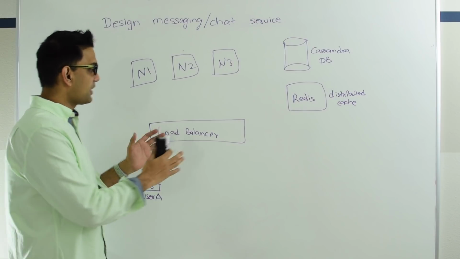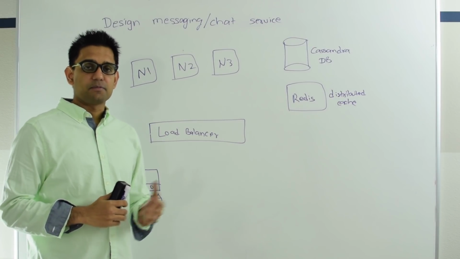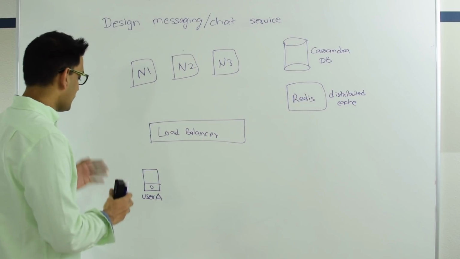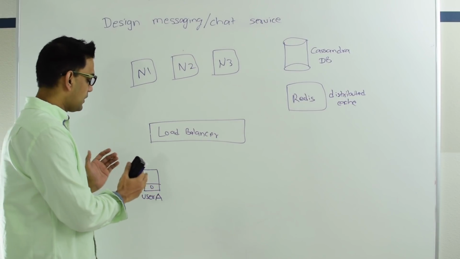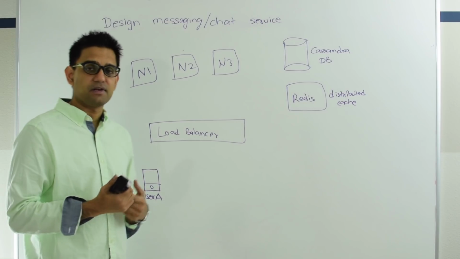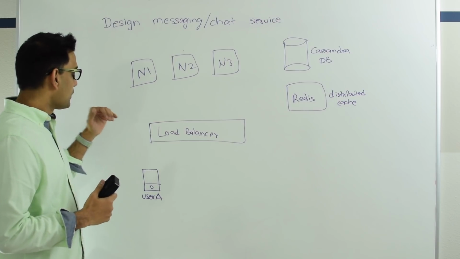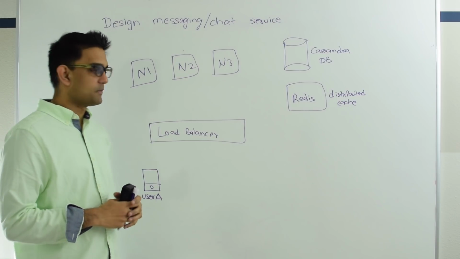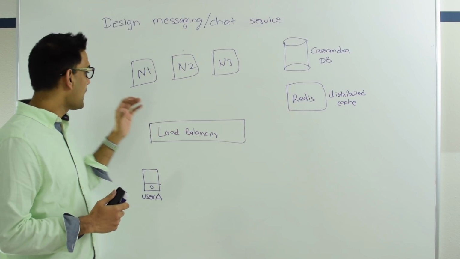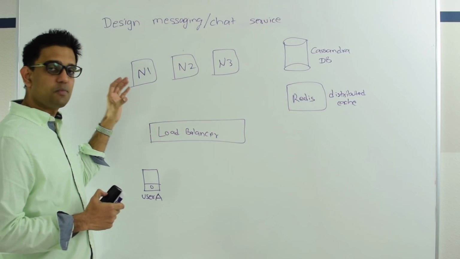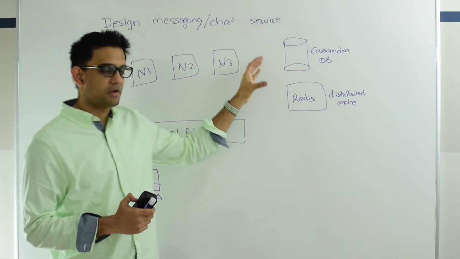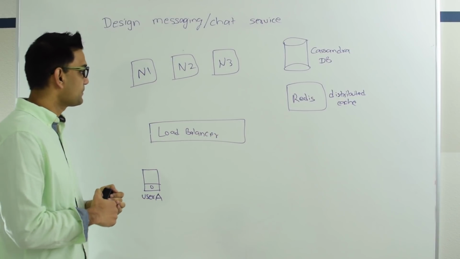This is the further breakup of the service. If you have watched my previous videos on design, this must be fairly familiar to you. So here we have a user A and he talks to the load balancer. Load balancer can operate at level 3, level 4 or level 7. Load balancer talks to one of the nodes behind it, N1, N2 and N3. Most of the time they are stateless and they do the bulk of the work, which is serving requests for the user, talking to the database, talking to the distributed cache.